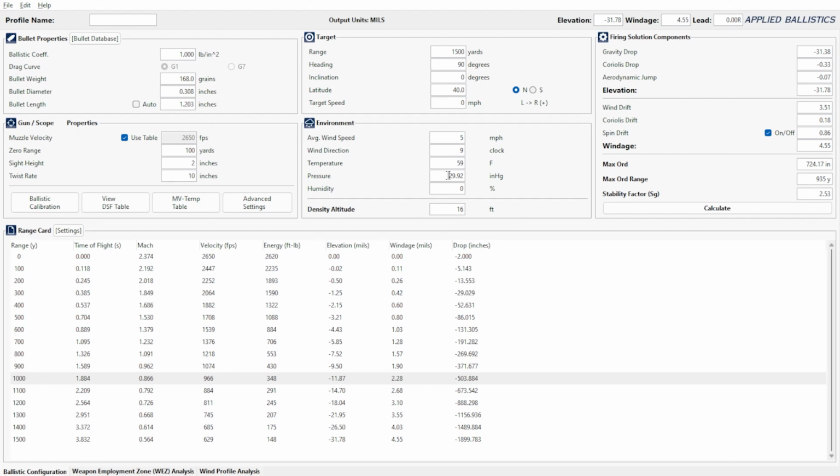Pressure is an important one. A lot of people get this wrong. There's two types of pressure. Now, there's station pressure, which is the pressure at the exact point in time where you are, and that's what you need to input here.